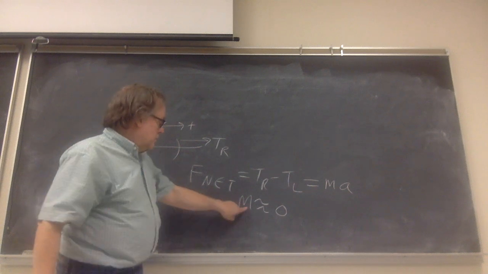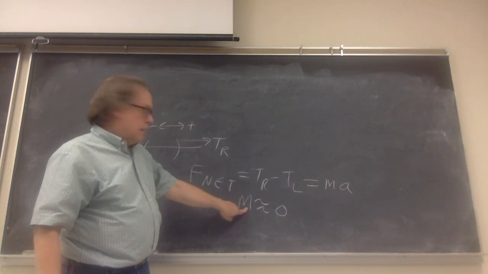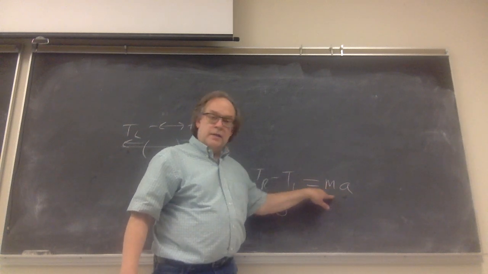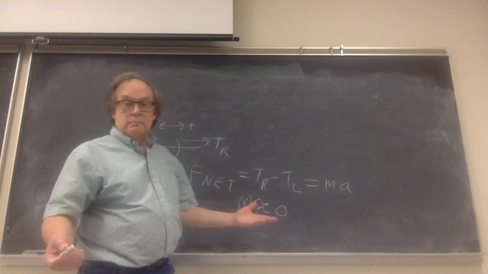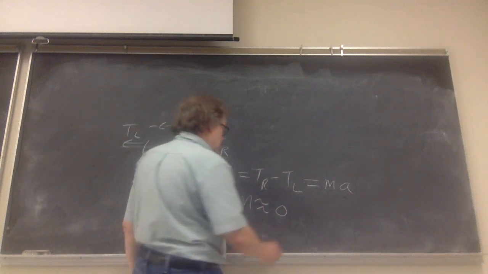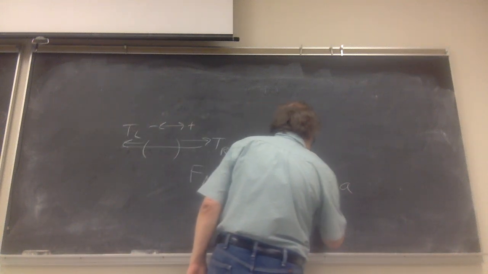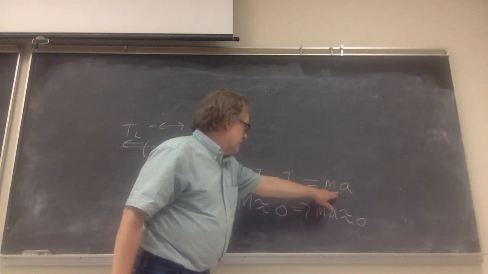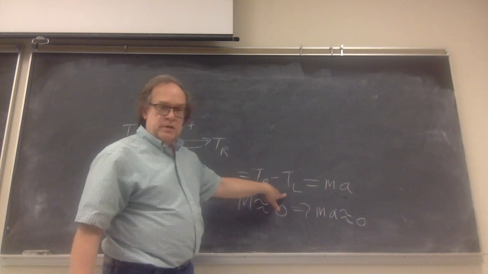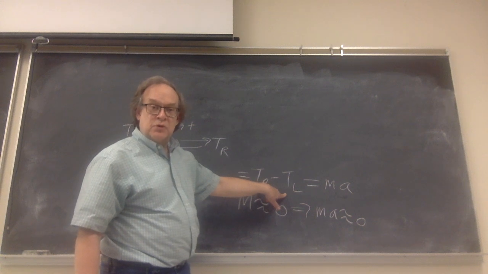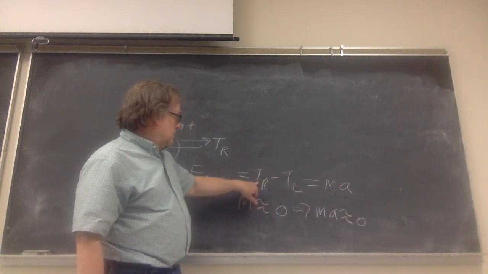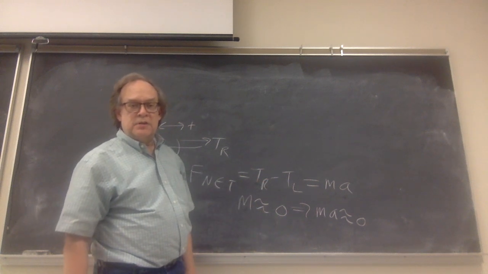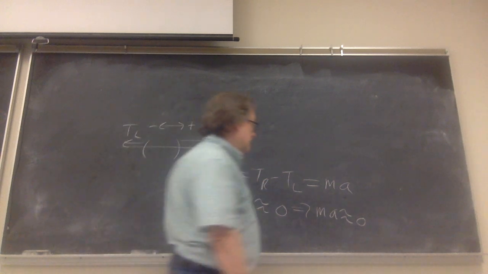But of course, if the mass is tiny, this factor is tiny, so the right-hand side of the equation is tiny, approximately 0 in other words. So if this is just about 0, then this difference is just about 0. So the magnitude of the tension on the right and the magnitude of the tension on the left are just about the same.